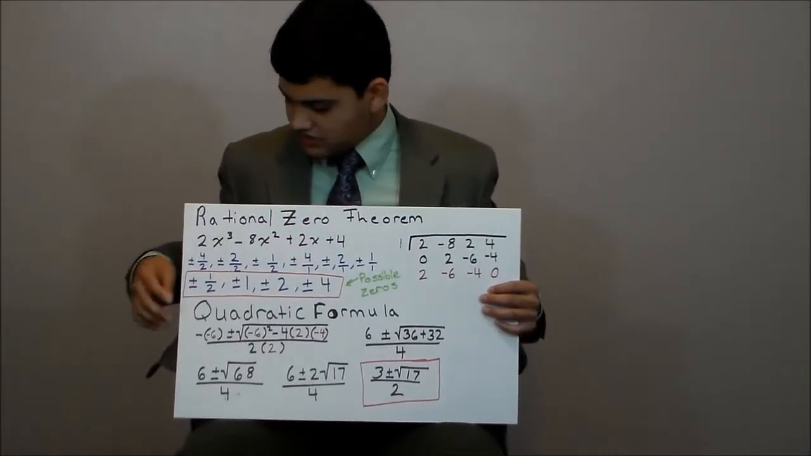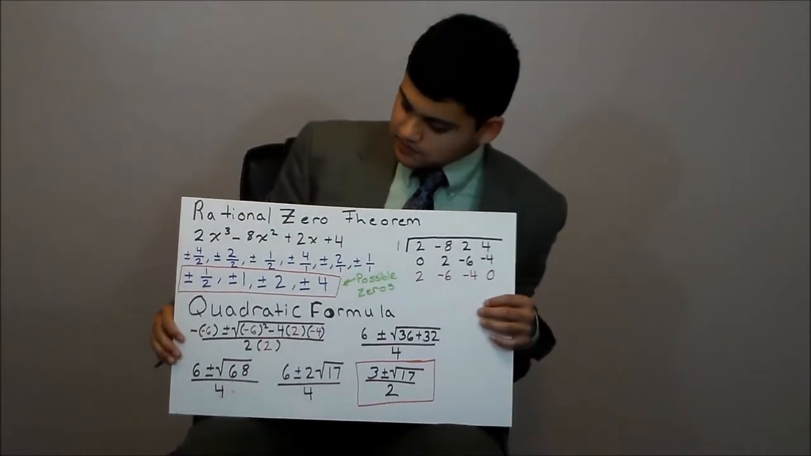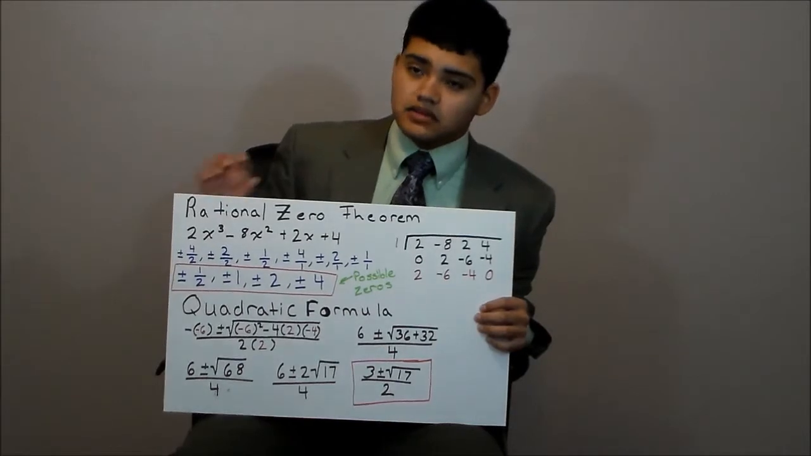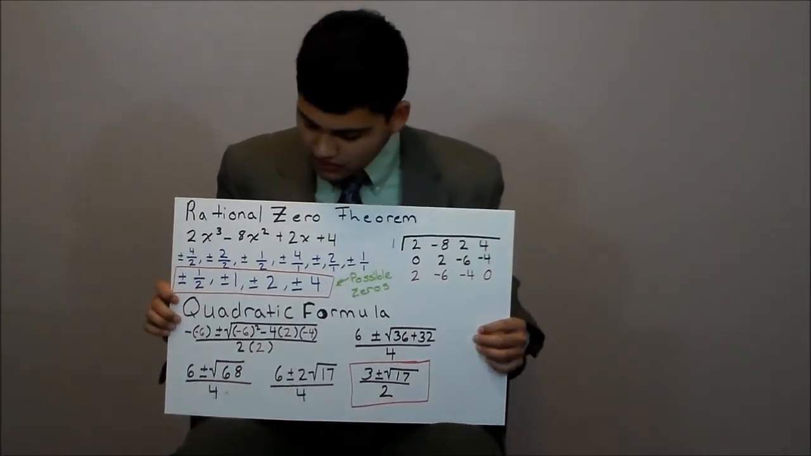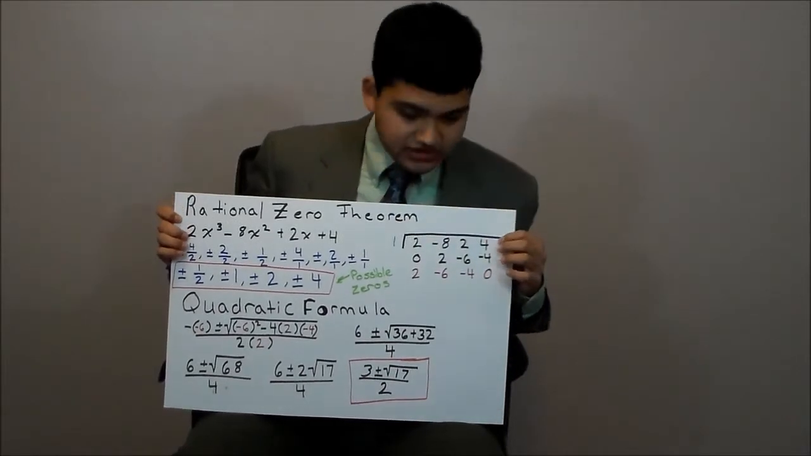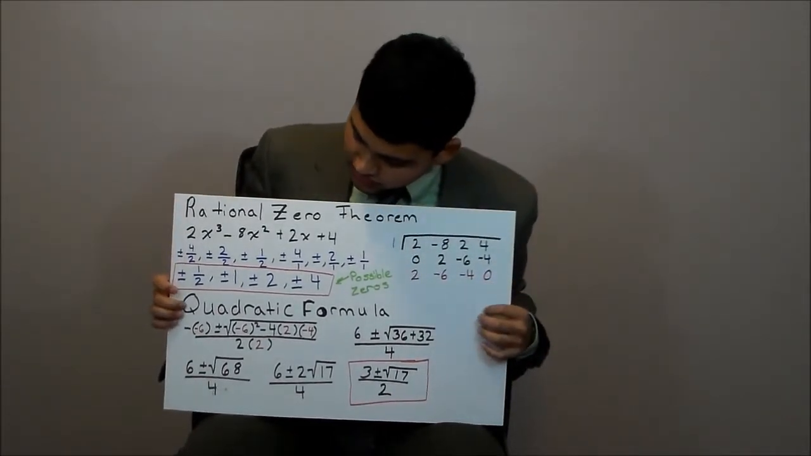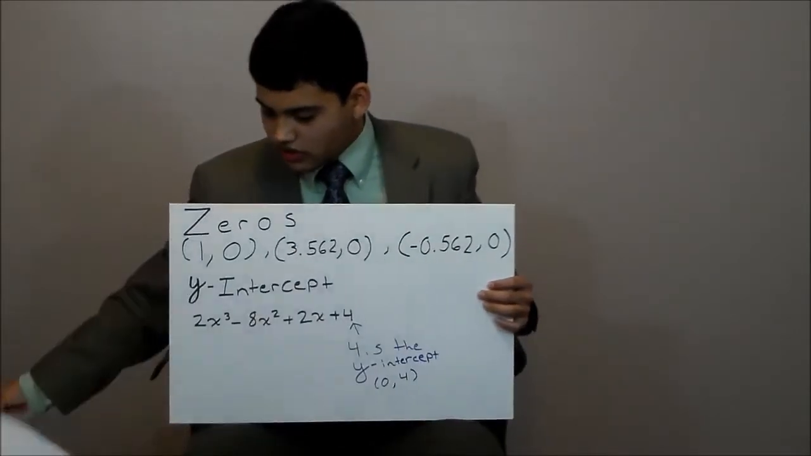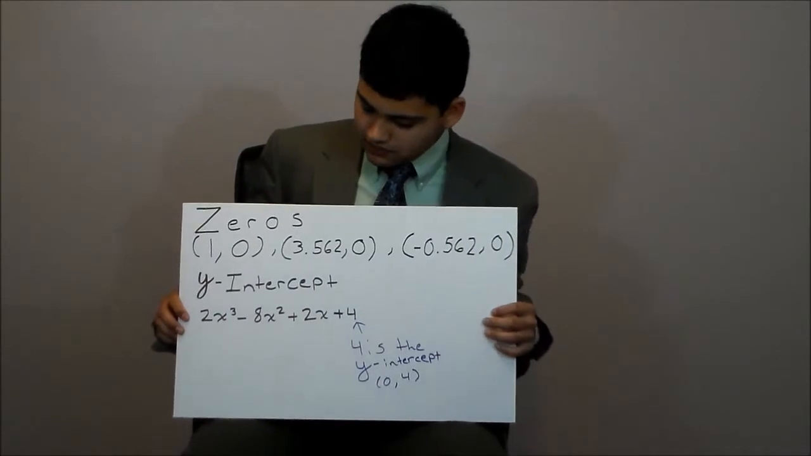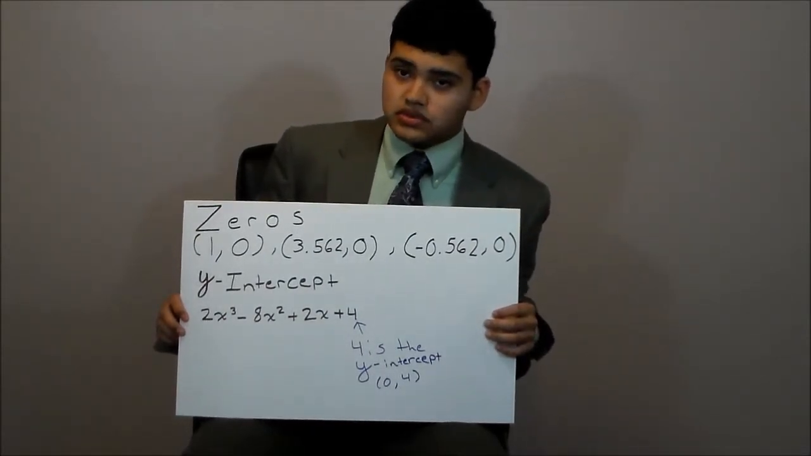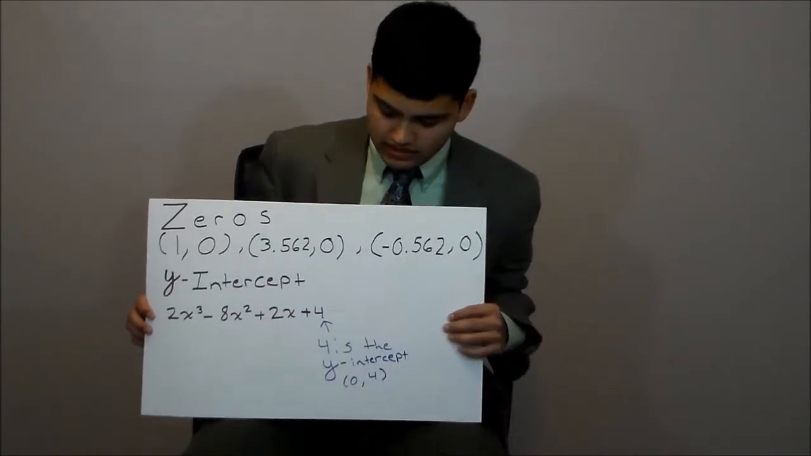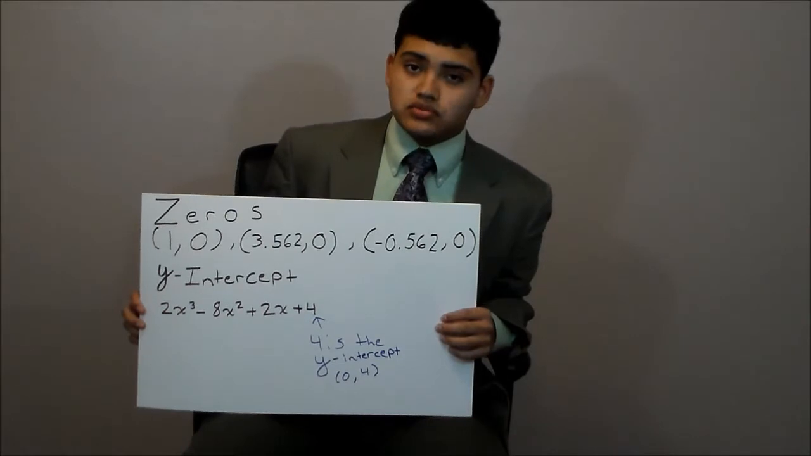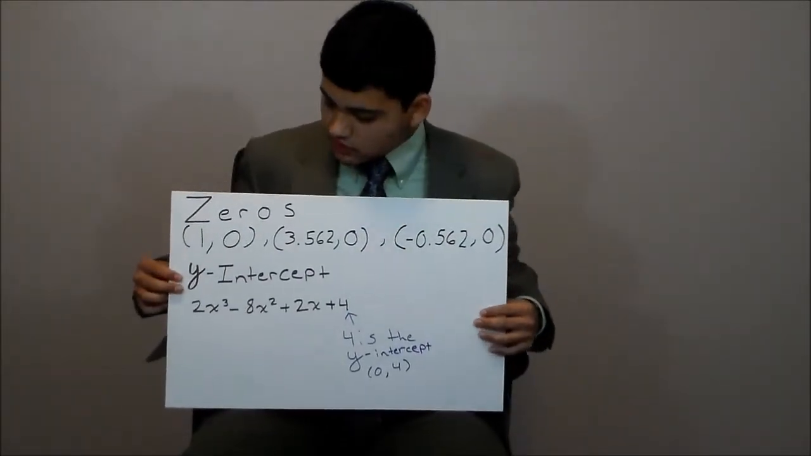Now, we take the rational zero theorem, and we can find at least one zero. From what I got, it is 1. What we get out of synthetic division, we use in the quadratic formula, and we get the rest of our zeros, which are (1, 0), (3.562, 0), and last but not least, (negative 0.562, 0).